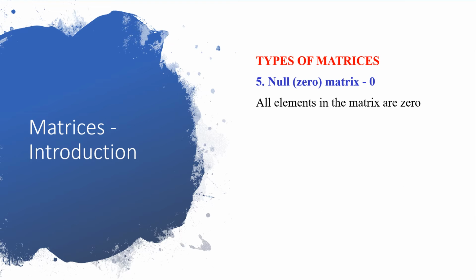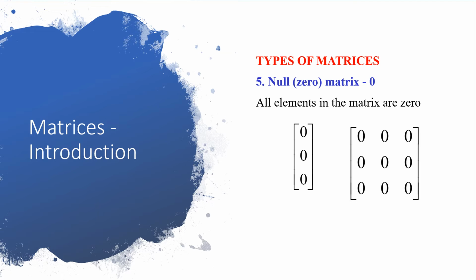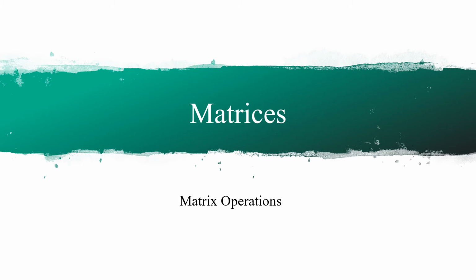All right, and we also have what we call a null matrix or a zero matrix. That's a matrix where we have zeros in every single entry. So every element of the matrix is 0. We can have a 3 by 1 zero matrix, 3 rows and 1 column with zeros in the entire matrix. Or we can have something like a 3 by 3 zero matrix. We have 3 rows and 3 columns with zeros all the way through the matrix. Now let's go into some matrix operations.